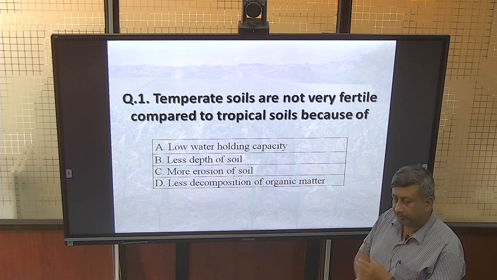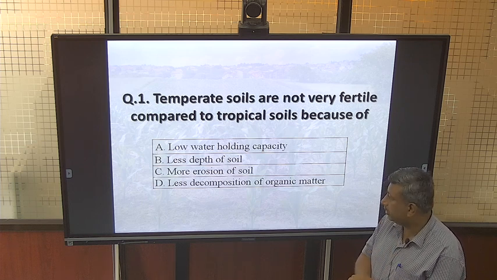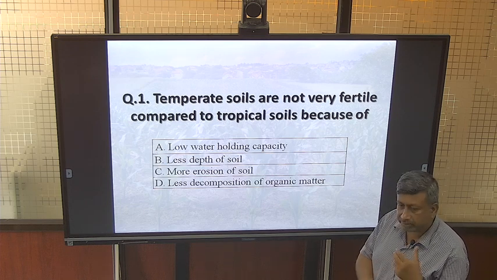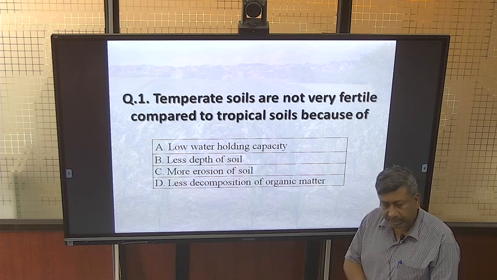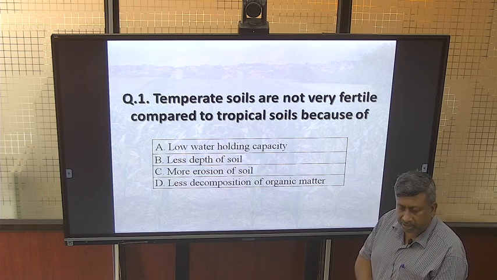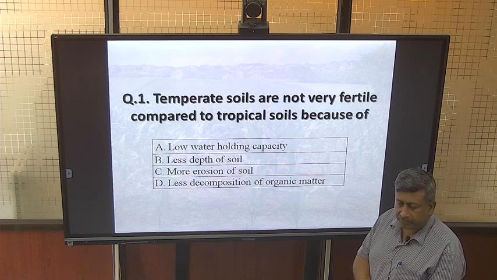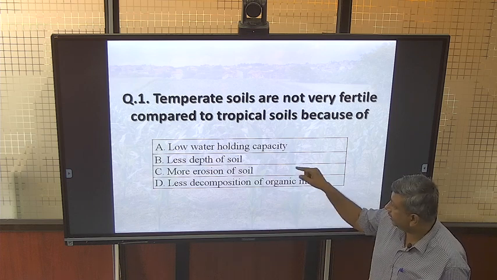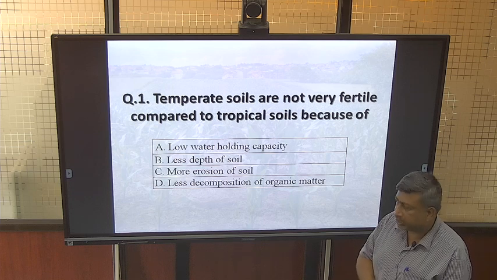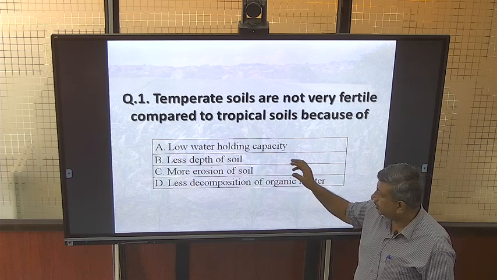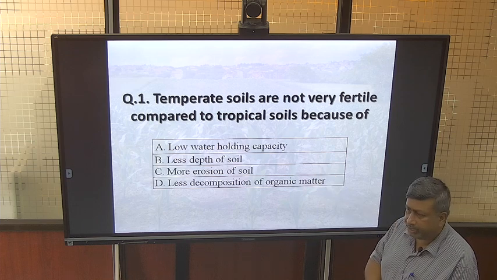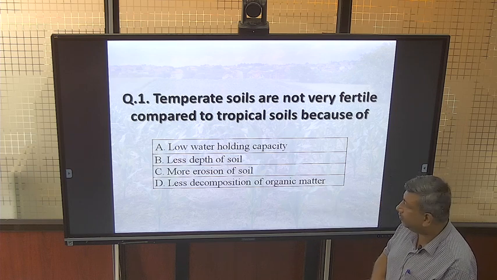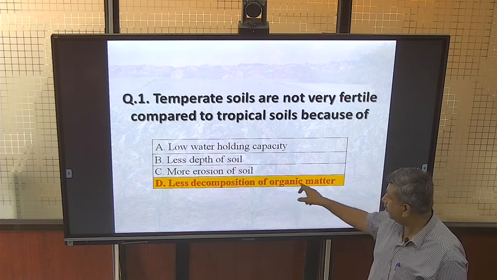Less depth is related to poor soil fertility; more depth means more nutrient availability. More erosion means more loss of nutrients; if there is less erosion, then there is more soil fertility. And if organic matter is less decomposed, there is low mineralization and less availability of nutrients, which is related to less soil fertility. So, all these four are related to soil fertility, but here the comparison is between temperate and tropical soil. So, which phenomenon is responsible for low fertility of temperate soil? The answer is less decomposition of organic matter.